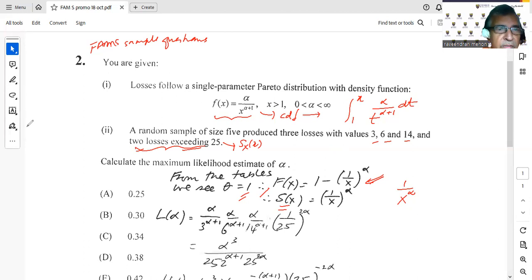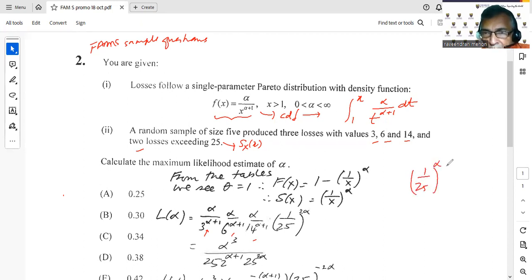So the likelihood function, let's erase this. I've done it here for you. We have got L of alpha. The first value here is 3, so you can just plug this in here: alpha over 3 raised to the power of alpha plus 1. Done. Next value is 6, so I have alpha over 6 to the power of alpha plus 1. Done. Then next value is 14, so I'll have alpha over 14 to the power of alpha plus 1. And then I've got 2 losses exceeding 25, so I'll have 1 over 25 to the power of alpha, and the second one.